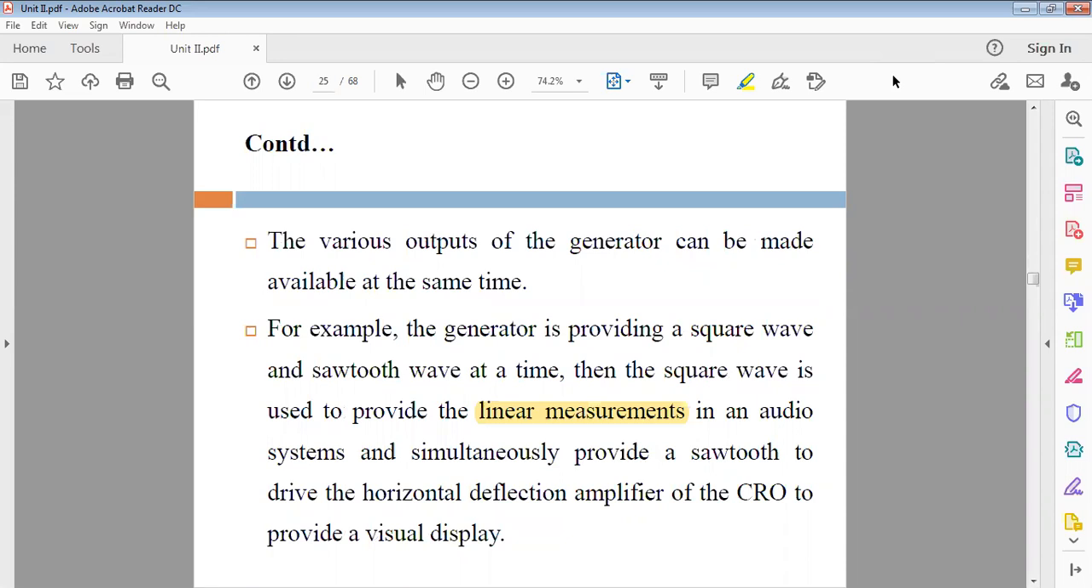Next, this function generator can also produce two waves at a time. For example, when a generator is providing a square wave and a sawtooth wave at a time, the square wave is used to provide linear measurements in the audio systems, and simultaneously the sawtooth waveform is used to drive the horizontal deflection plates of the CRO in order to provide a visual display.